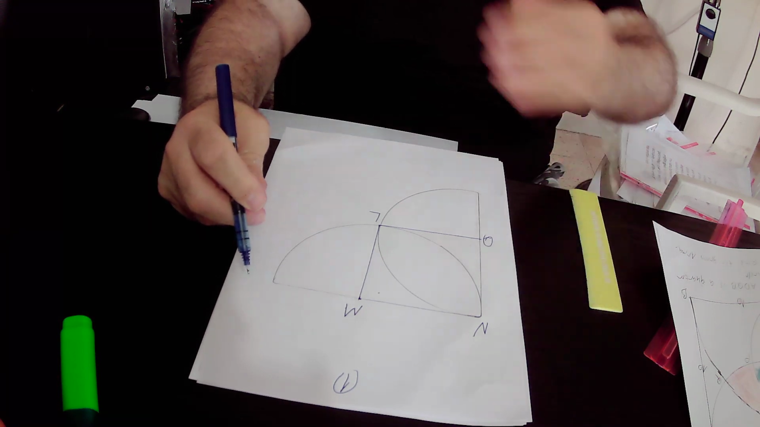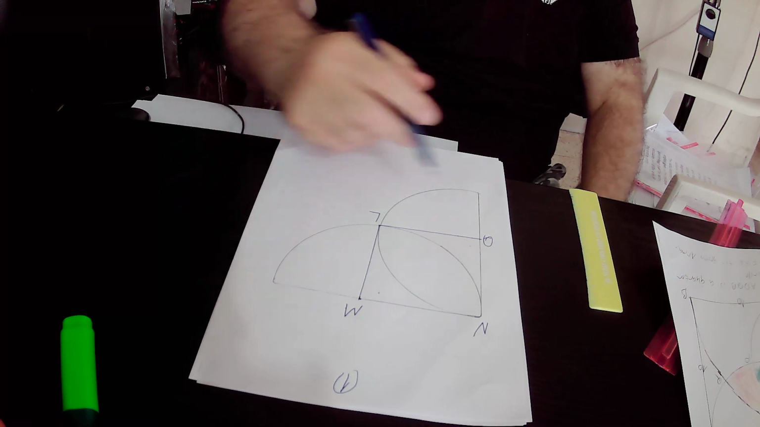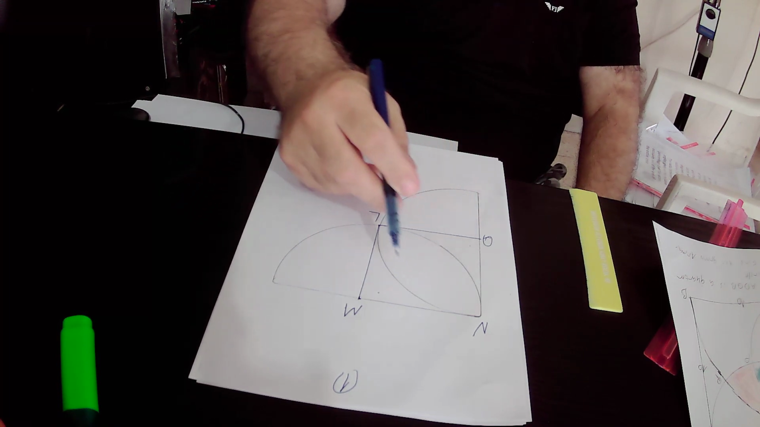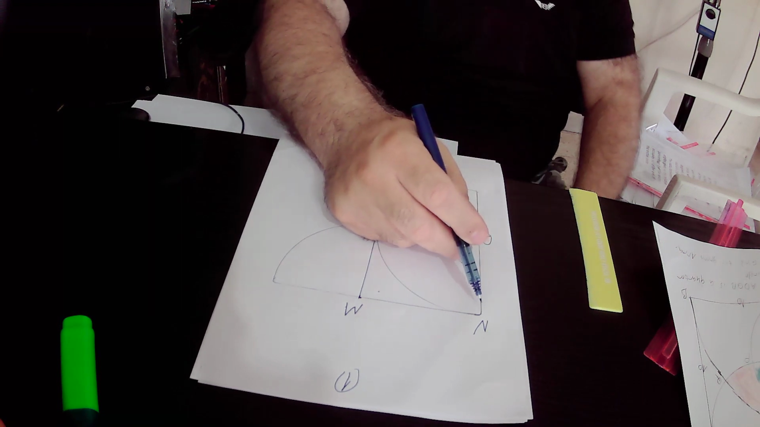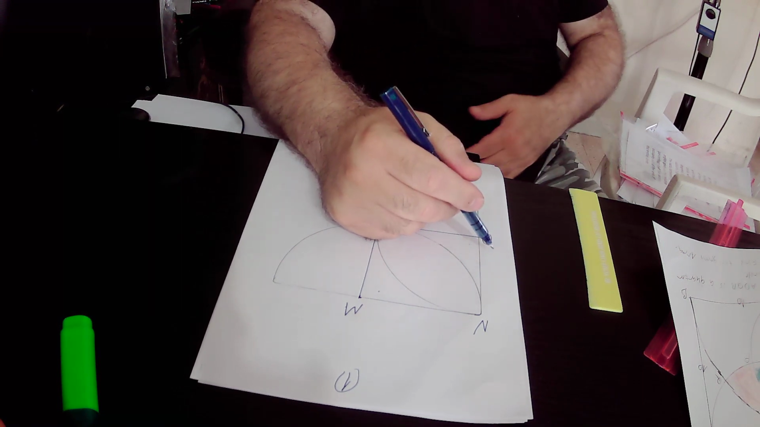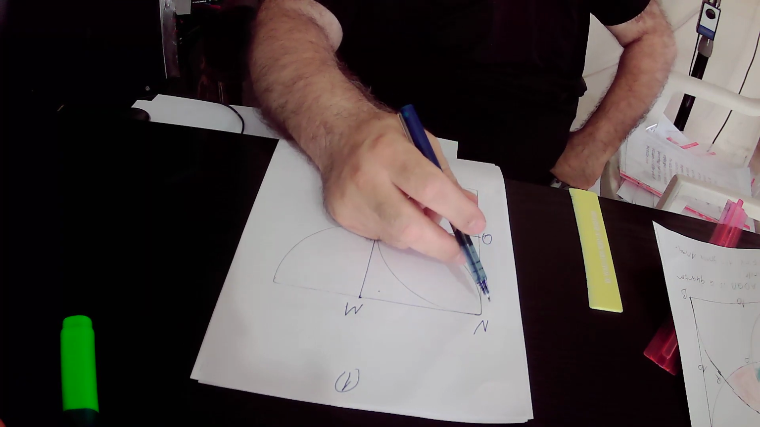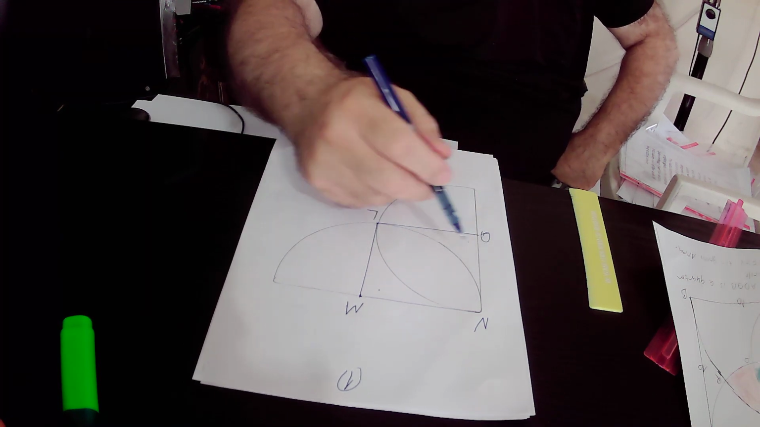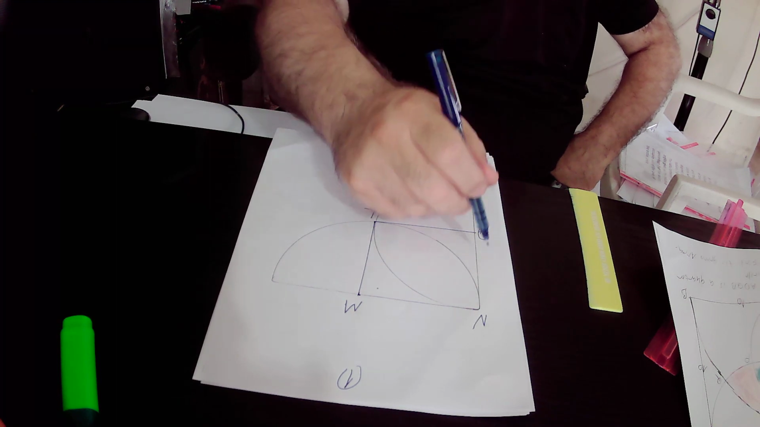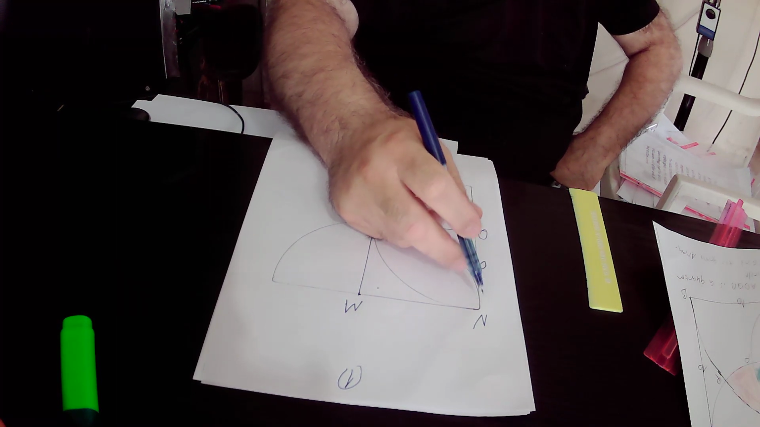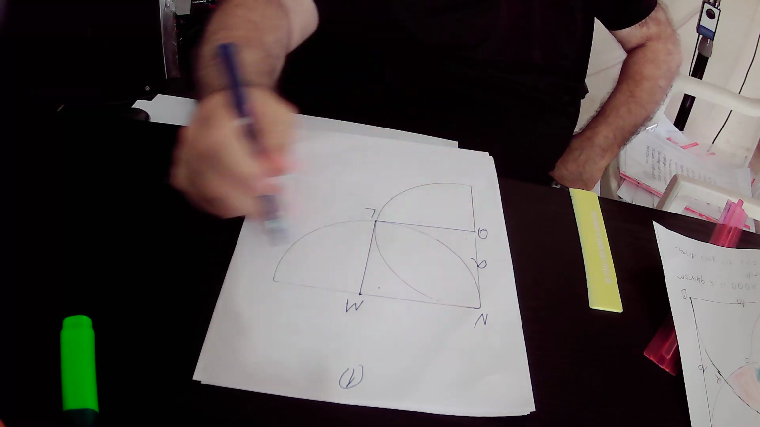Here, point O is the center of this semicircle. Point N is a point on this semicircle itself. That is to say, ON is the radius of this semicircle, so we will define the radius of this semicircle as A. The radius of this semicircle equals A units in length.